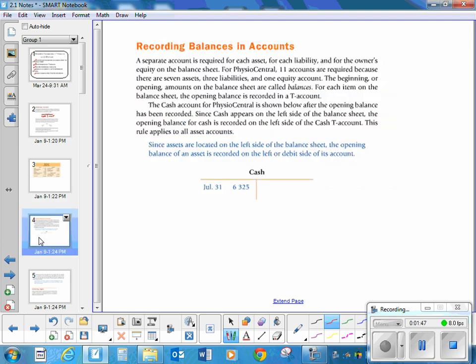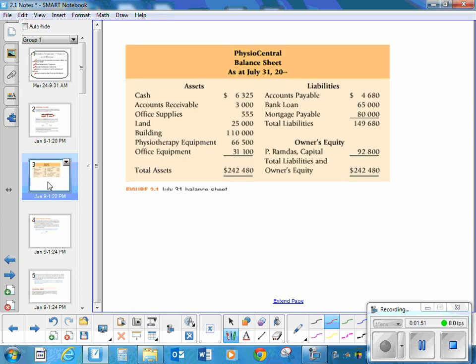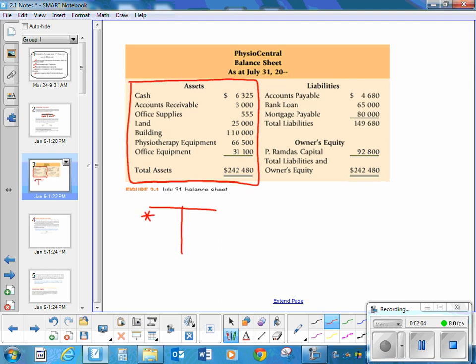Okay, so cash is considered an asset. I'm going to flip back to here. Think of this as being on the left side. If all of our assets are going to look the same way, they are going to have a regular debit balance on the left side because they are located on the left side of the balance sheet. So all of our assets are going to look like this.